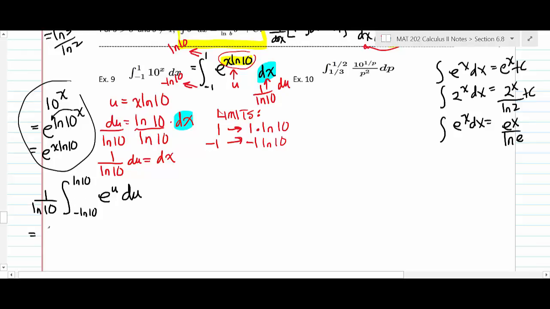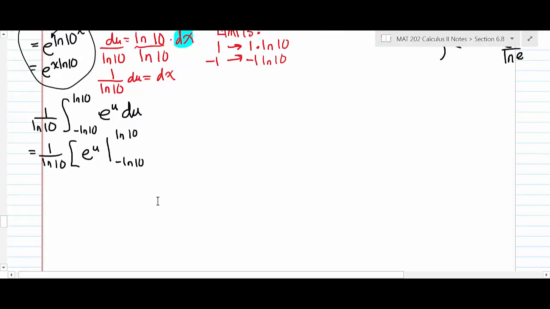So for my integral, I'd have 1 over ln 10. Well, the antiderivative of e to the u is e to the u. Then you're going to evaluate that from -ln 10 to ln 10 like that. Then we just need to crunch out the details, and then we need to see what's going on. Okay, so this is going to be 1 over ln 10.